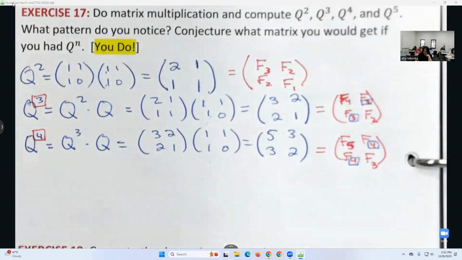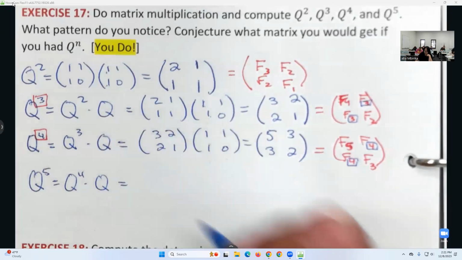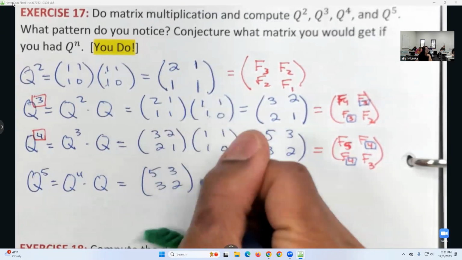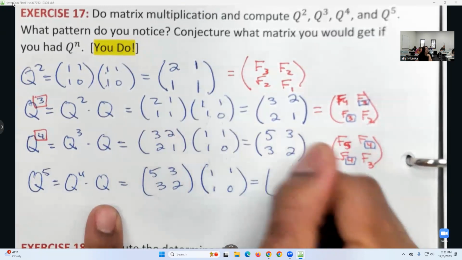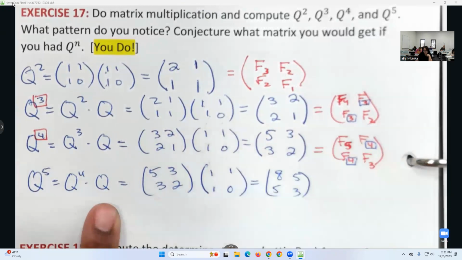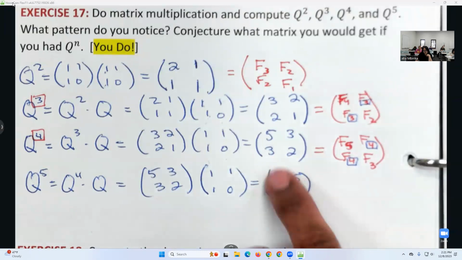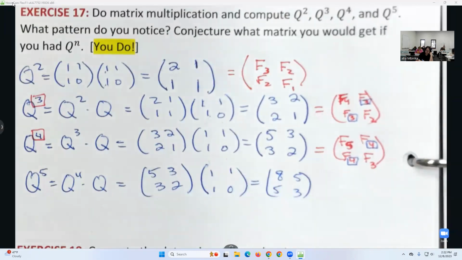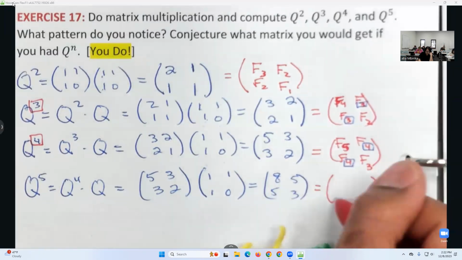Let's do one last one, Q5. Q to the 5th is the same as Q to the 4th times Q. Q to the 4th we just figured out is 5, 3, 3, 2. And Q to the 1st is our original matrix, 1, 1, 1, 0. So we get 8, 5, 5, and 3. You know, I didn't even do the math anymore. I just know that it's the next Fibonacci number, and I know that the exponent is 5, so the 5s go into that. I'm not doing the math anymore because the pattern is quite clear.